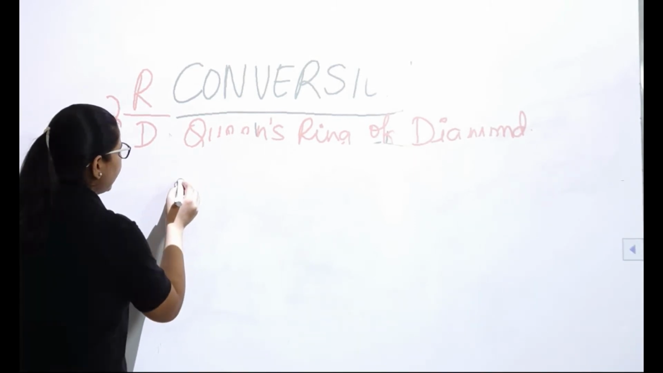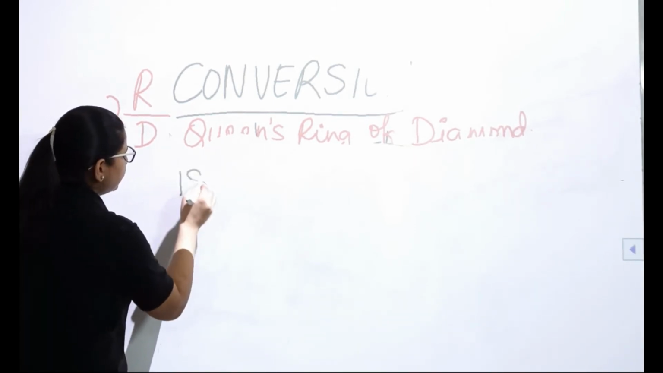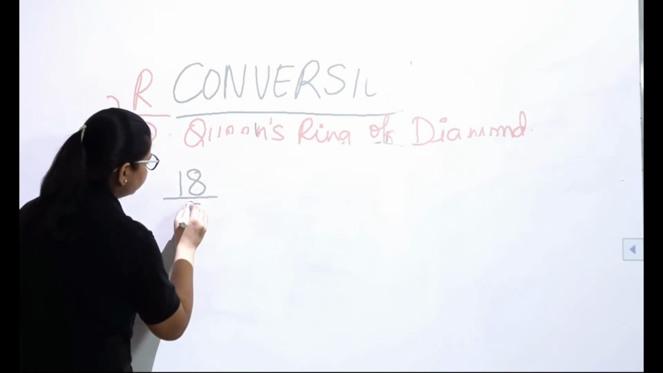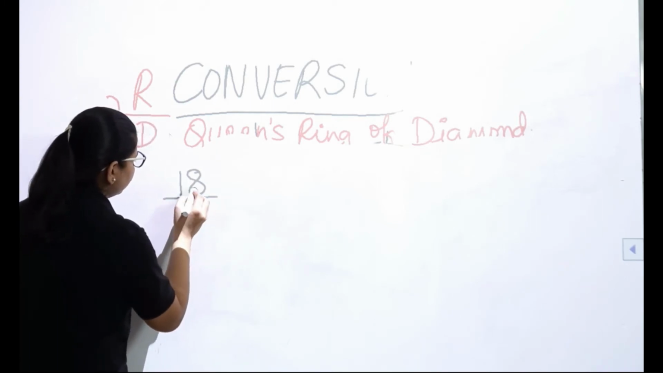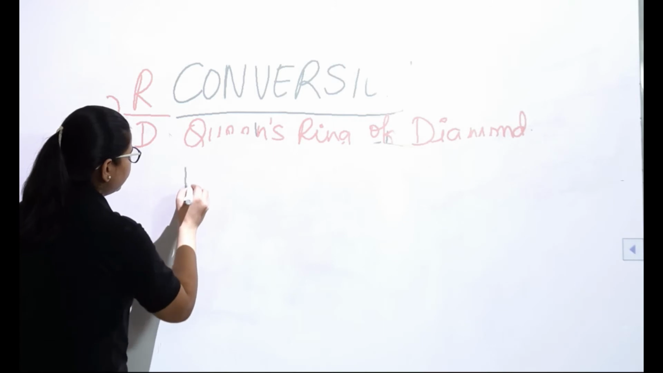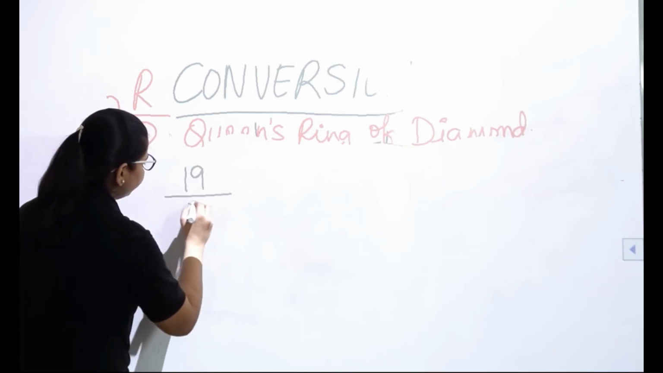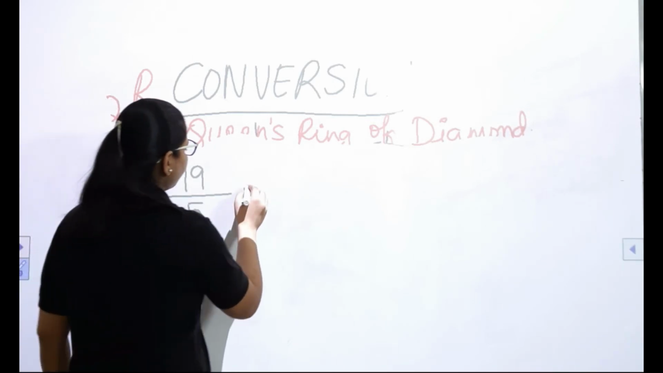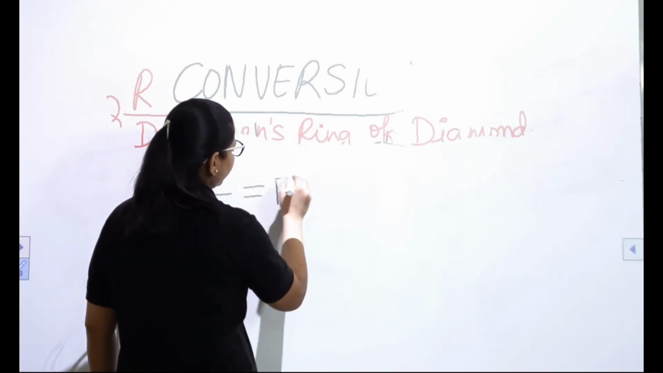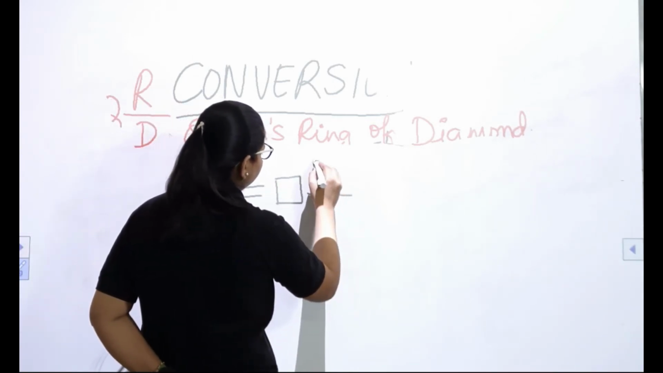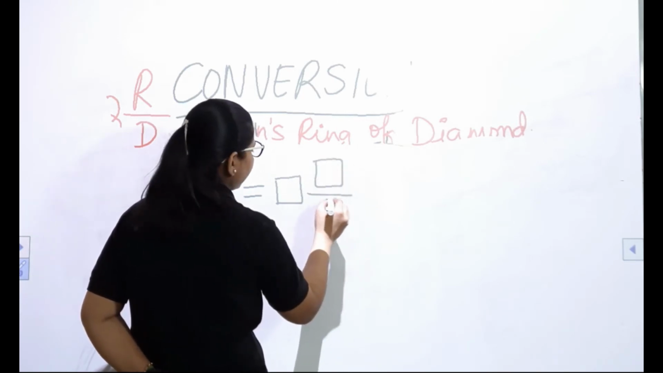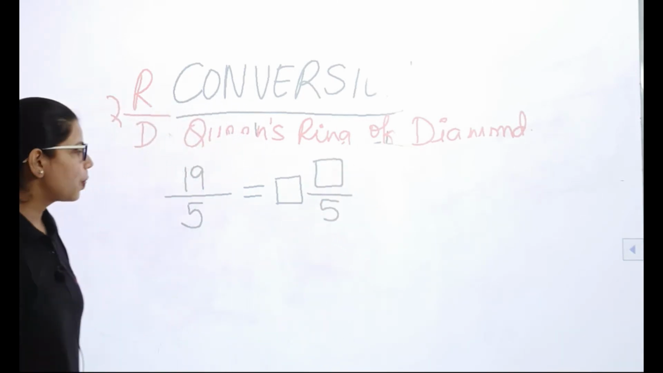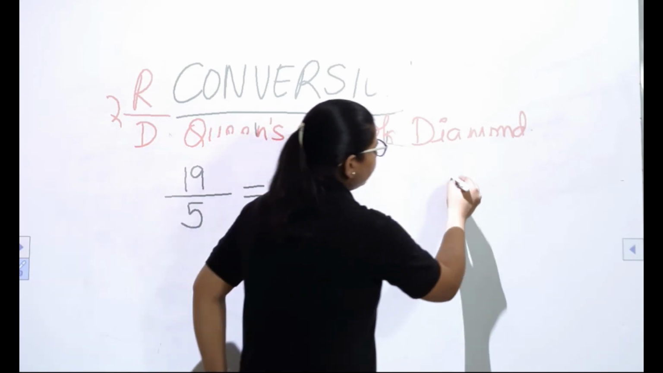Let's say for example, I have written 19 upon 5. Okay, what will be the improper for this number? Queen will stay here, this is ring, and 5 will stay here, right? Now what we'll do is divide.